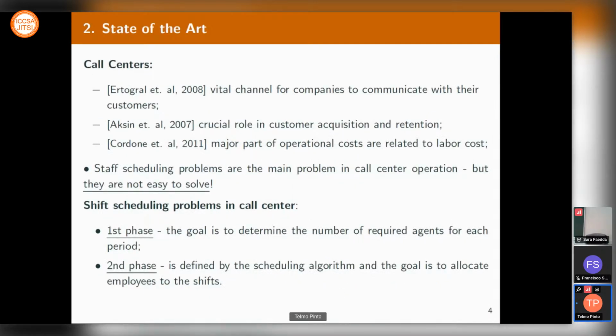In the literature, you can see that call centers are seen as a vital communication channel for companies, as they play a crucial role in customer acquisition and also retention. They consist of a significant portion of the operational costs. However, it is not simple to solve this kind of problem. Usually, staff scheduling is typically divided in two phases that I used to call assigning first, scheduling second. These two phases I present at the end of this slide.